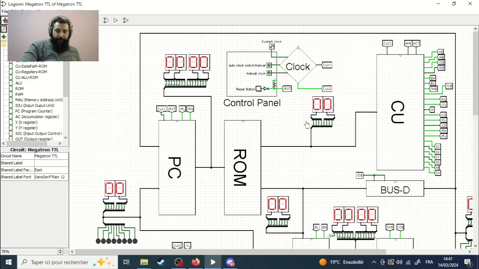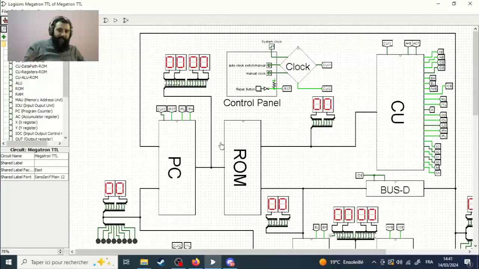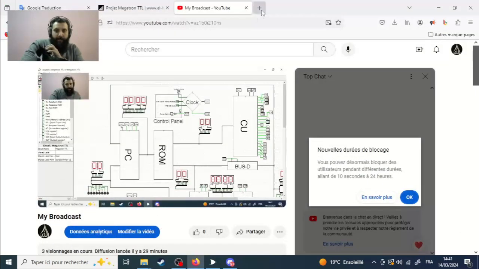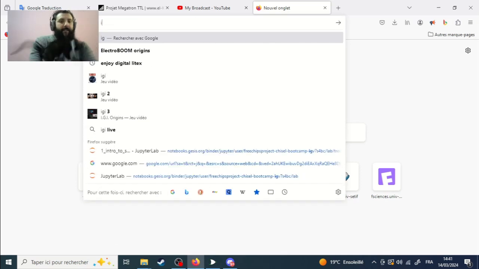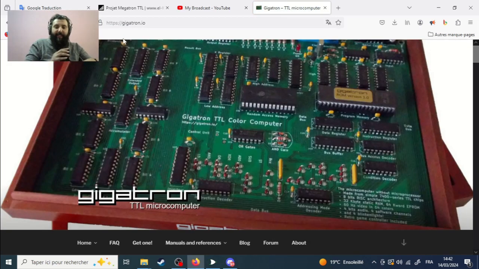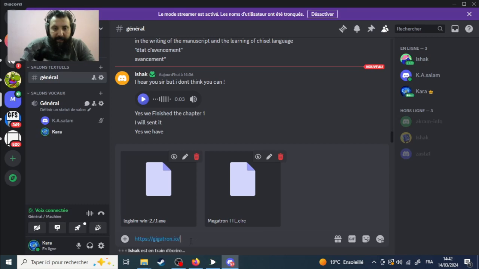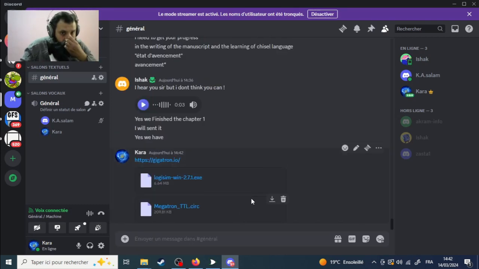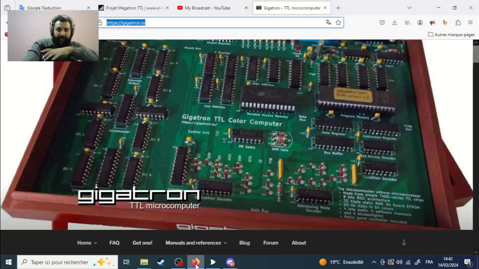Anyway, I will try to explain the working of Megatron based on the schematics of Logisim. First thing first, we have this architecture. Megatron, what is it? It is a simplified architecture. And we can see on the main website of the designer. Okay, you can see the website here and get some information.